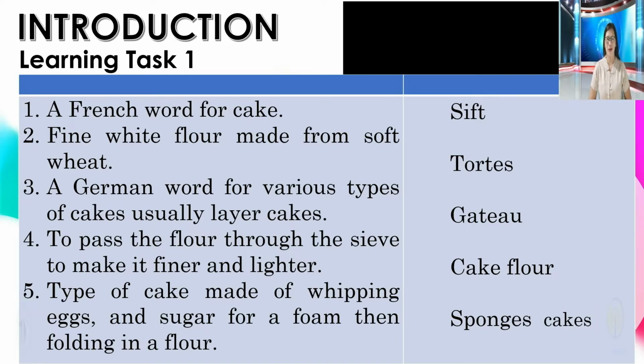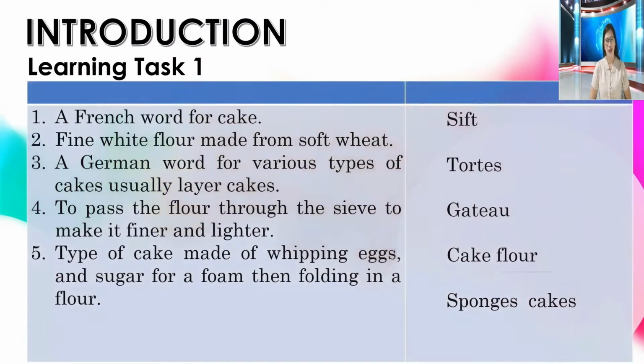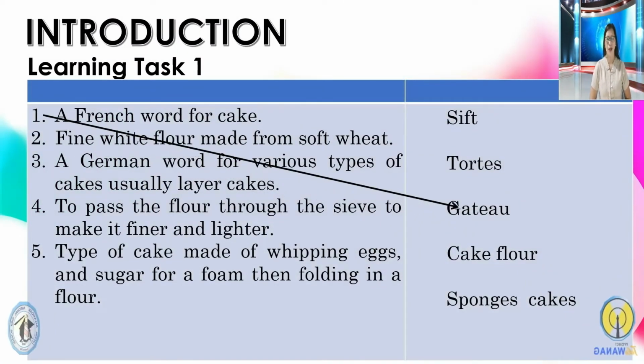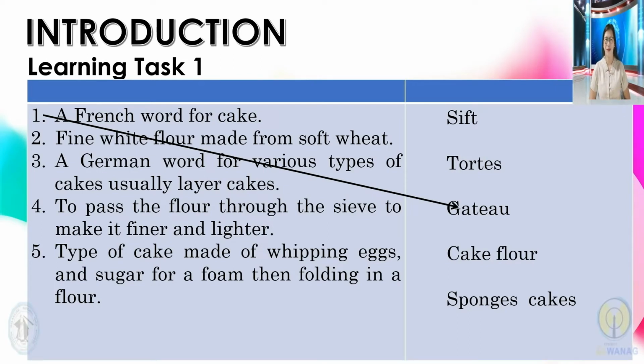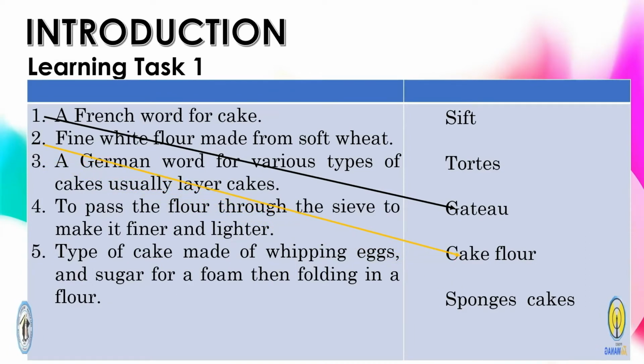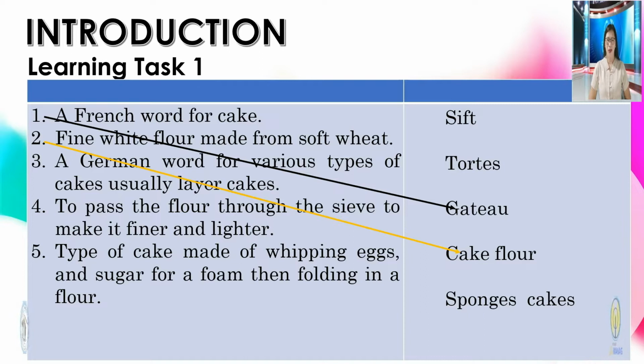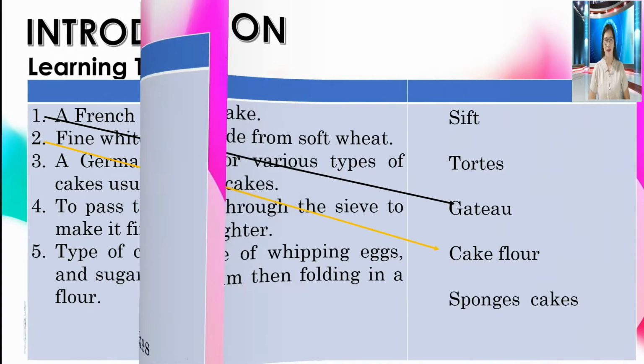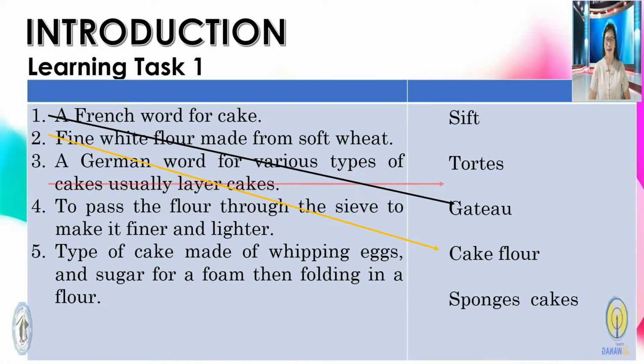Now that you are done answering, let us look at the answers. Number 1. A French word for cake. The answer is gâteau. Number 2. Fine white flour made from soft wheat. The answer is cake flour. Number 3. A German word for various types of cakes, usually layer cakes. The answer is tortes.